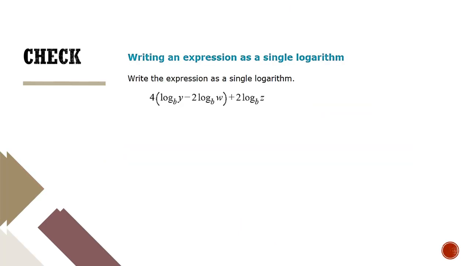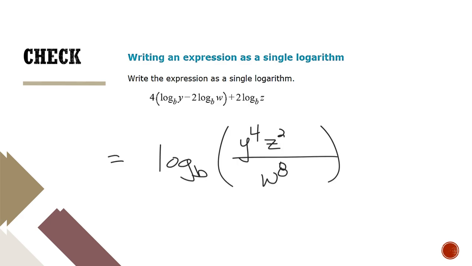So here's an example for you to try. See if you can do it. I will have an answer shortly, so pause it, try it yourself. So hopefully you got y to the 4th, z to the 2nd, w to the 8th inside of the log base b. Again, this 4 will go to both of those. And then this 2 will go up into the power, so it'll be 4 times 2, so that'll be the 8th. That's why, and it's a negative, so it goes underneath.